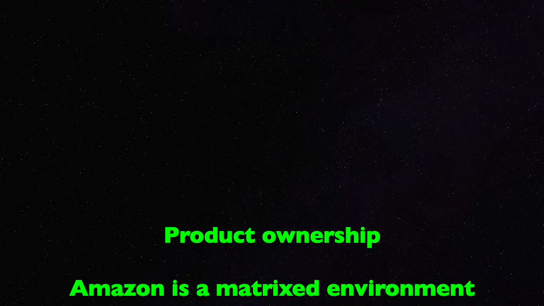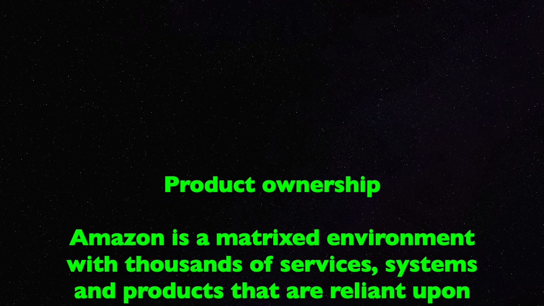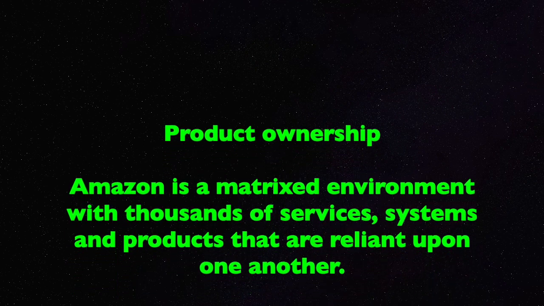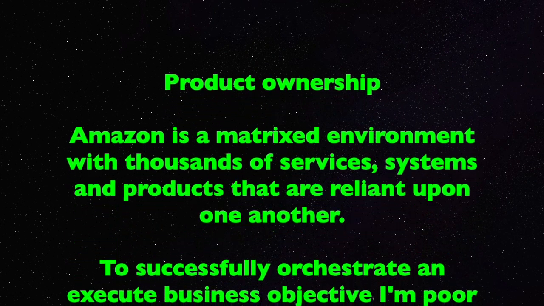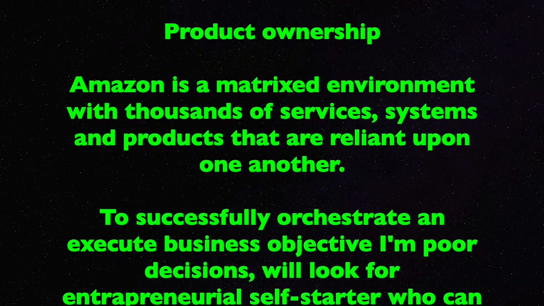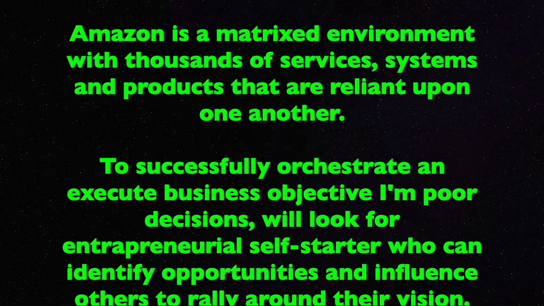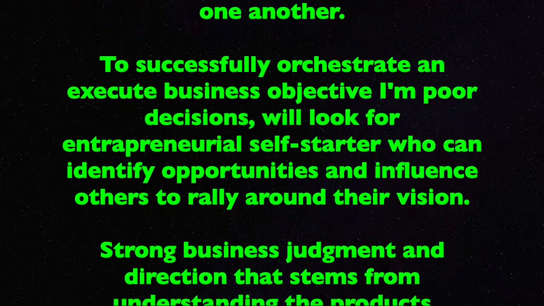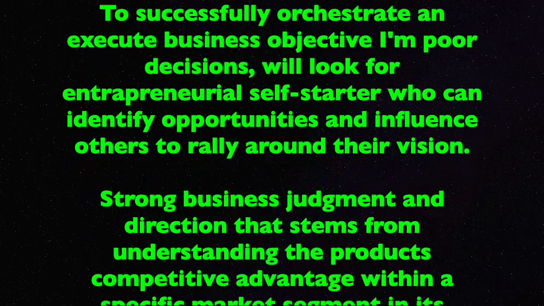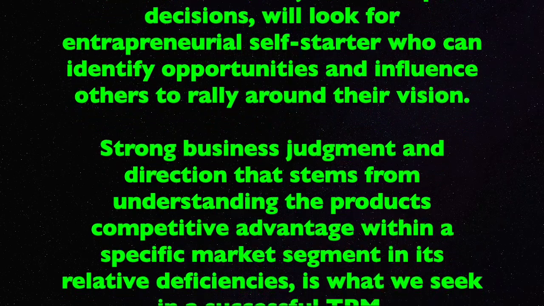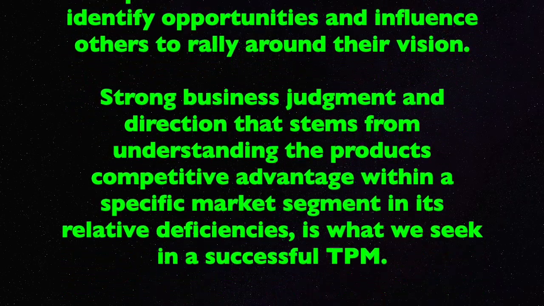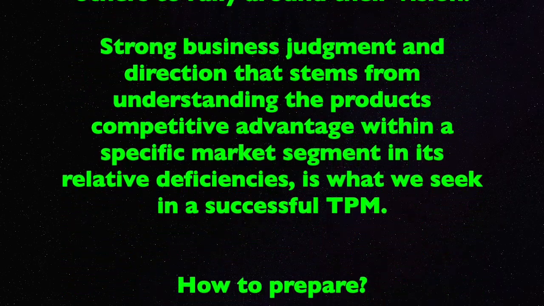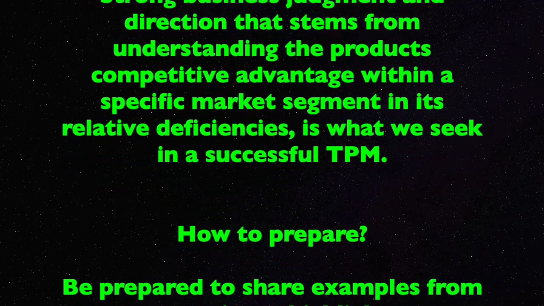Product ownership. Amazon is a matrix environment with thousands of services, systems, and products that are reliant upon one another. To successfully orchestrate and execute business objectives and key decisions, we look for an entrepreneurial self-starter who can identify opportunities and influence others to rally around their vision. Strong business judgment and direction that stems from understanding the product's competitive advantage within a specific market segment and its relative deficiencies is what we seek in a successful TPM.